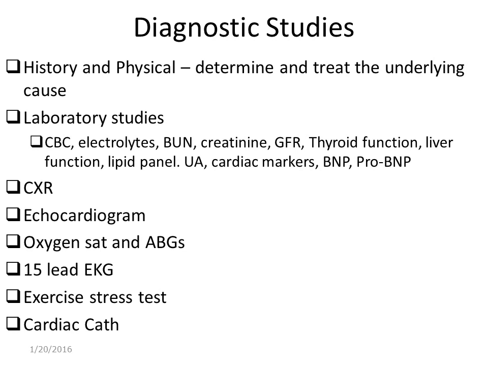We want to do a BUN, creatinine, GFR. We want to make sure how their kidney is doing and how it's being perfused. We want to look at thyroid function to make sure that this heart failure is not related to a thyroid issue. We want to look at liver function to see if it's from portal hypertension. We certainly want to look at a lipid profile, all their cardiac markers to see what kind of injury it is.